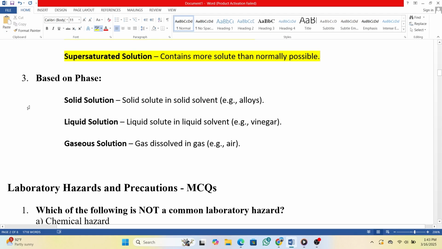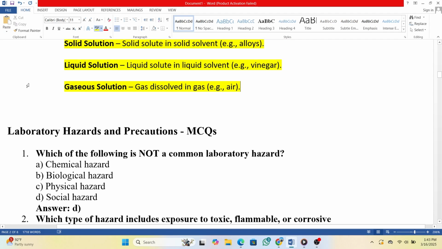3. Based on phase. Solid solution, solid solute in solid solvent, example alloys. Liquid solution, liquid solute in liquid solvent, example vinegar. Gaseous solution, gas dissolved in gas, example air.